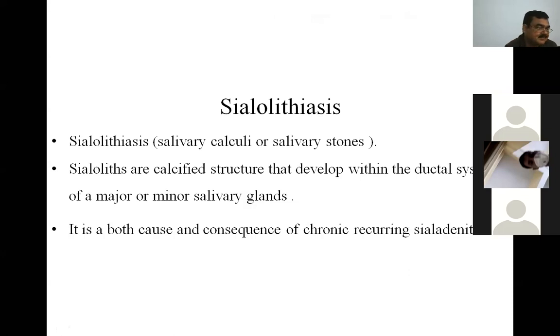Sialoliths are calcified structures that develop within the ductal system of the major or minor salivary glands. It is both a cause and a consequence of chronic recurrent sialadenitis.